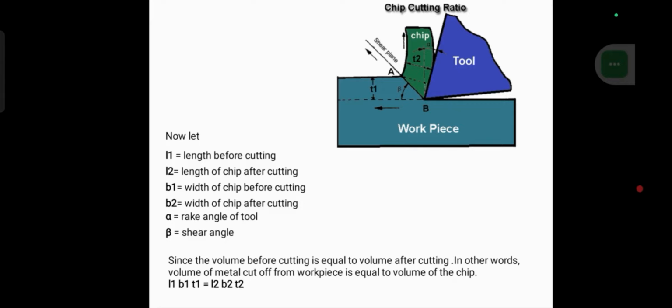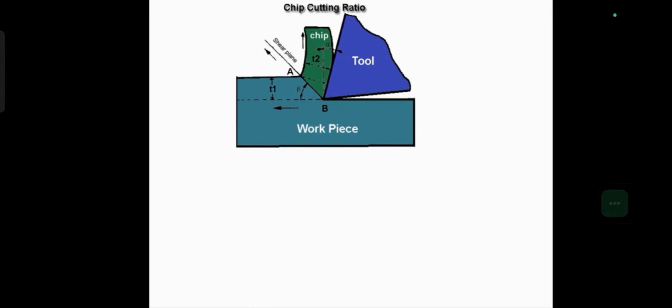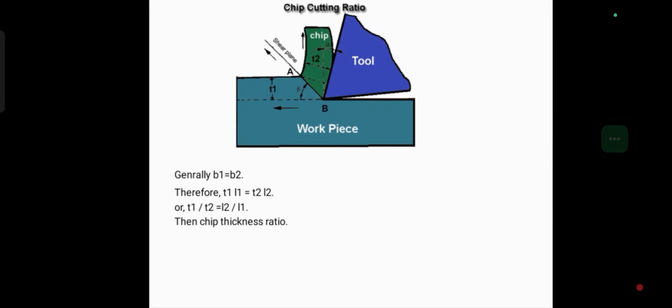Moving on to the next slide, we generally have B1 equal to B2, which means the breadth of chip generally doesn't change while cutting. So therefore T1 L1 equal to T2 L2, or T1 by T2 equal to L2 by L1. Then the chip thickness ratio R equal to T1 by T2, which is equal to L2 by L1.